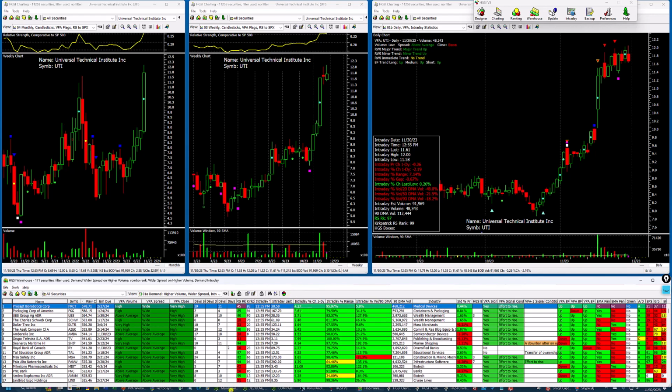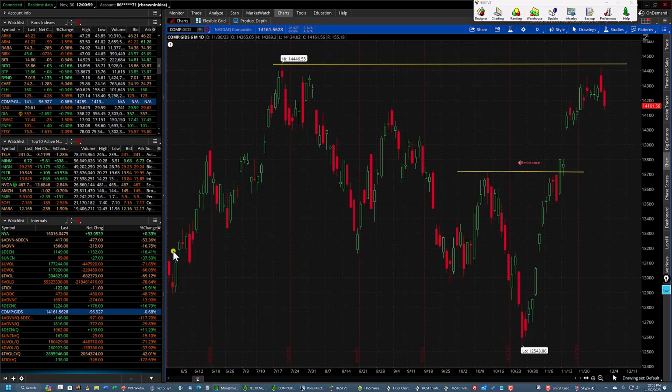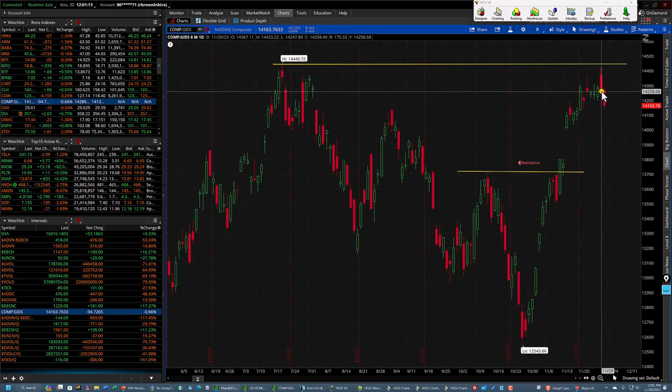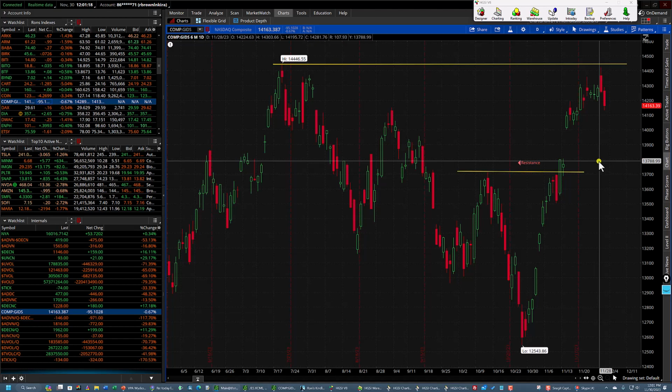Now, before I go any further, I just want to show you what the market is doing today. This is yesterday's reversal on the NASDAQ comp. It gapped open here, traded up here, closed here. This morning it gapped open, slightly traded up, and then it started failing.